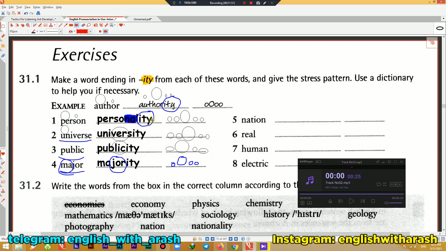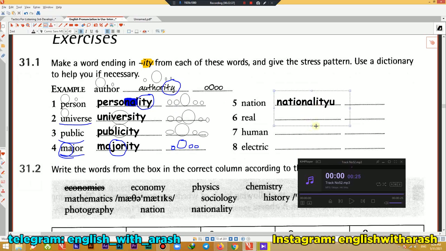Look at here. Nation. Need to stand up for a while. So what do you think about nation? Yeah, good. University, reality, nationality, yeah. Look at that, nationality. Pay close attention to stress because stress is changing all the time here. Nationality, reality, humanity.